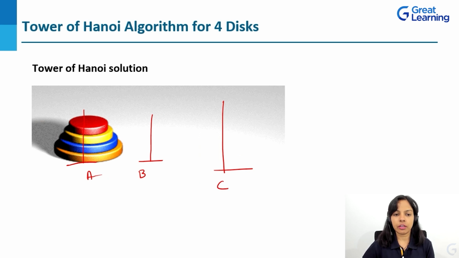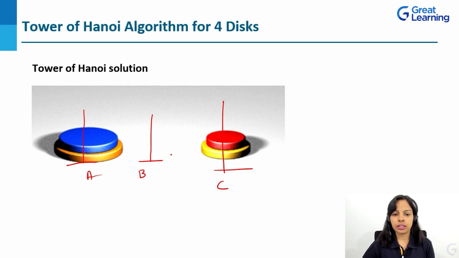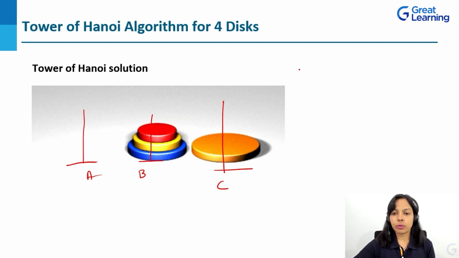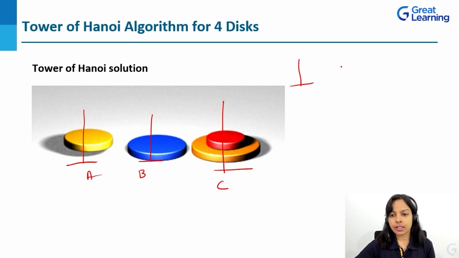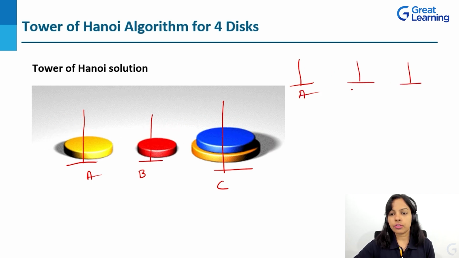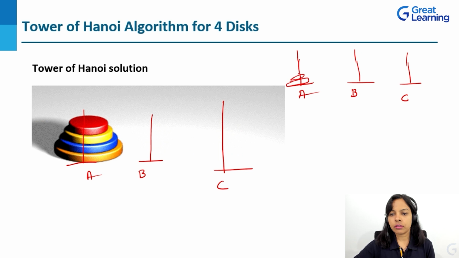So you can see the GIF here. The smallest one goes to B first, the next smallest goes to C, then this goes to B, then this goes here, and then this goes to A. So let's slowly try to understand this as the GIF here is a little faster. So A, B and C, 3 towers are there. In the first tower, there will be 4 discs.